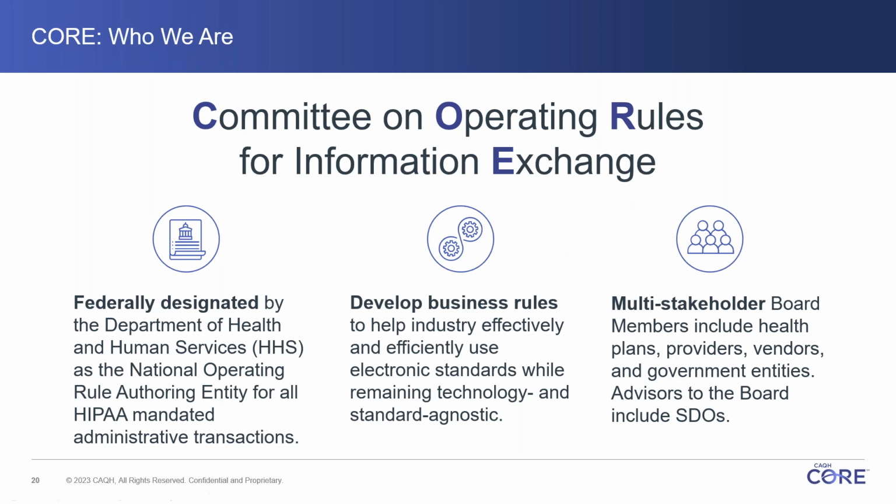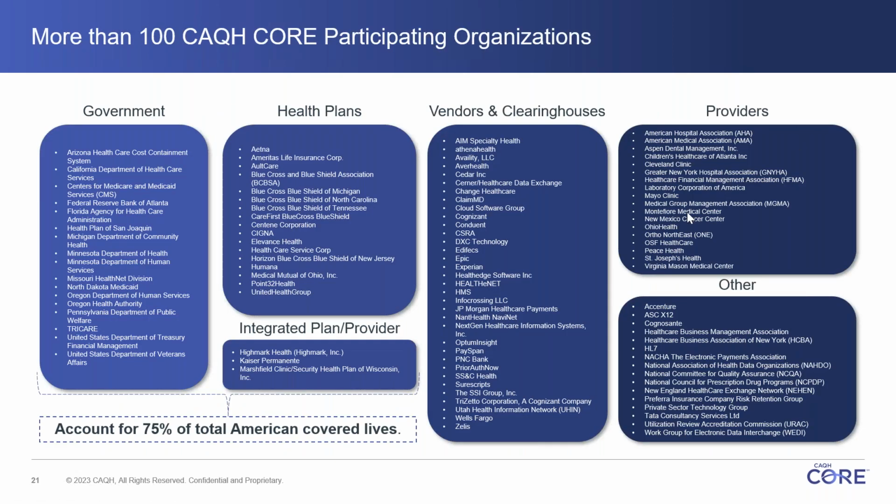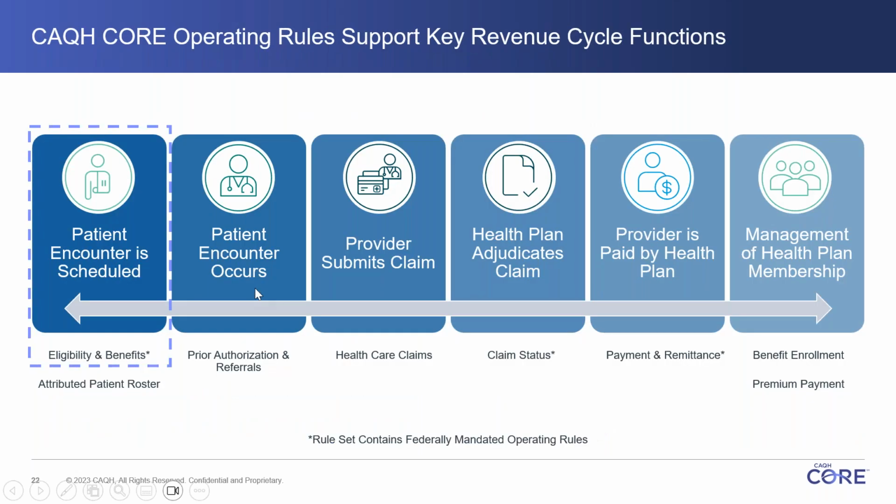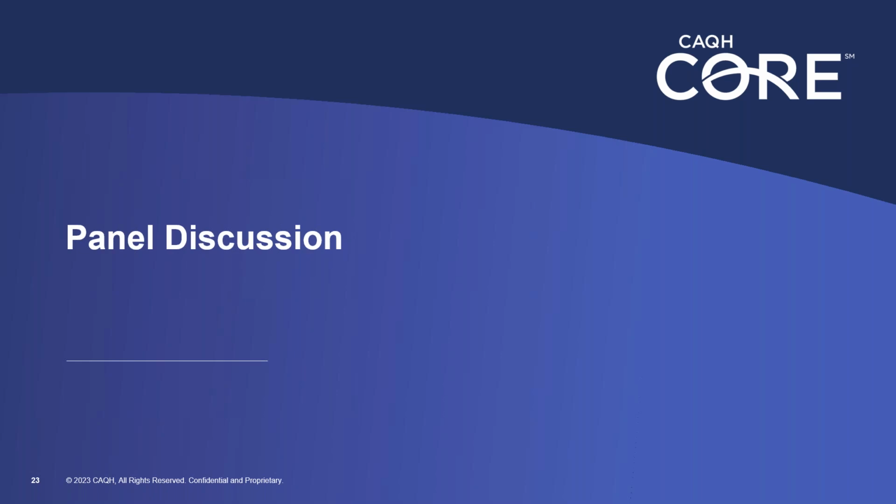You can see that on the next slide, we have over 100 participating organizations, ranging from government, health plans, vendors, clearinghouses, providers, and many other organizations that help support this entire environment of bringing the industry together to work on operating rules. Our operating rules, on the next slide, you can see, run the entire gamut of the revenue cycle. So no matter where you're at, there's probably a standard, there's probably a set of operating rules to help make things a little bit easier and smoother to exchange that data. Again, today our focus is benefits and eligibility, and we can jump right into our discussion topics.